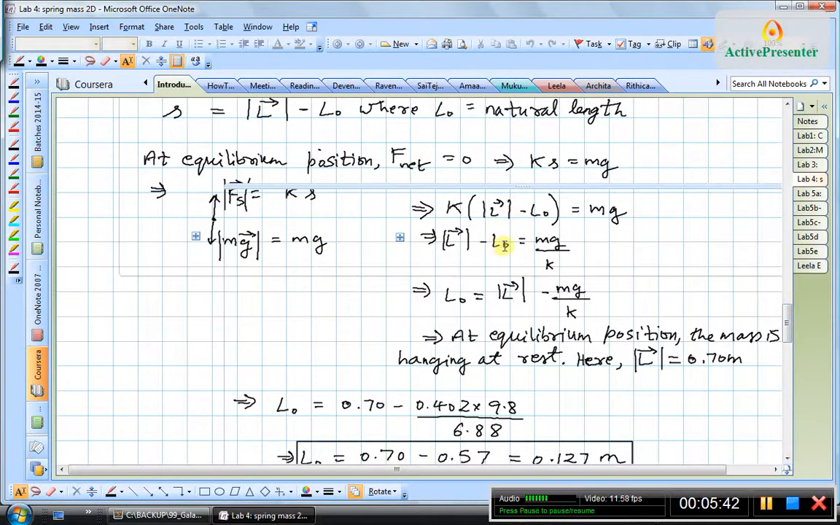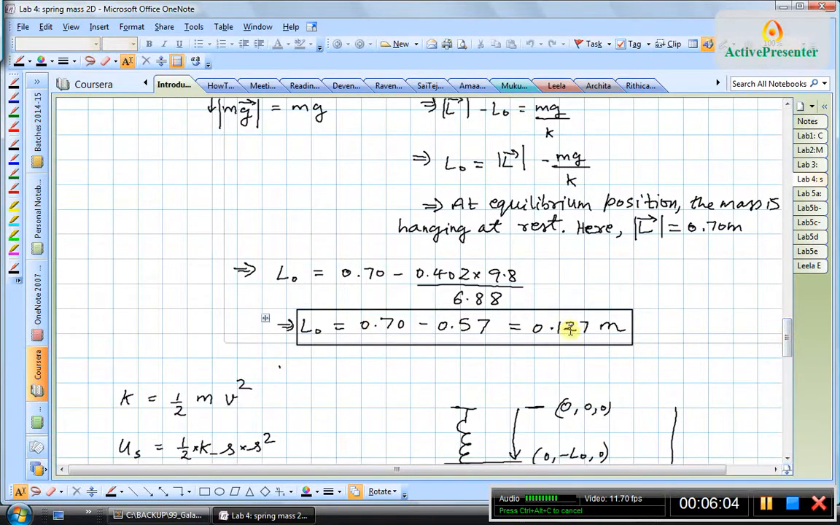So rearranging this, we get the natural length is the actual length during equilibrium minus mg by k. At equilibrium, the actual length we found out by measuring the length when the spring mass system was at rest. So that was taken as 0.70 meters. When I substitute that, I get L0, the natural length, as 0.127 meters.